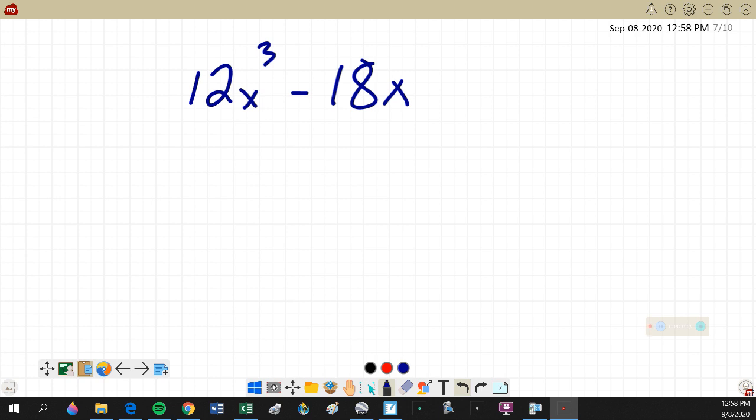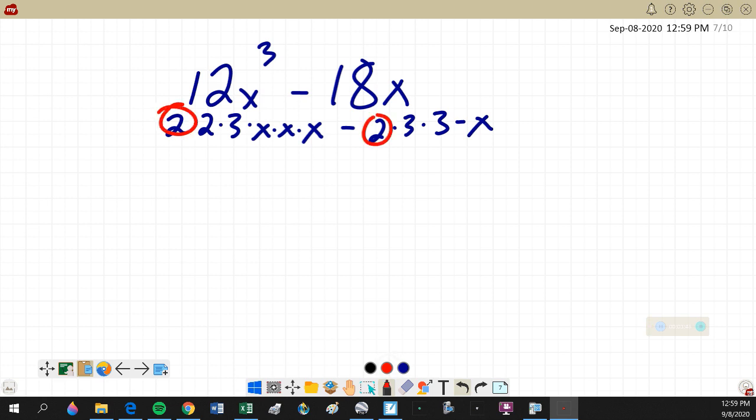So, if you're not totally sure how to do this, you can just factor. So 12 is made up of a 4 and a 3, and the 4 is made up of a 2 and a 2. So this is 2 times 2 times 3 times x times x times x minus, what is 18 made up of? 9 and 2, and the 9's turn into a pair of 3's. So 2 times 3 times 3 times x. Well, what do they have in common? They share a 2 and a 3 and an x.